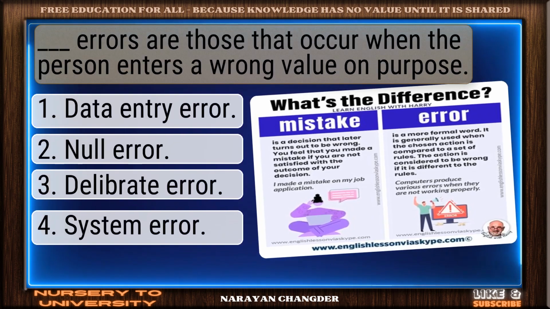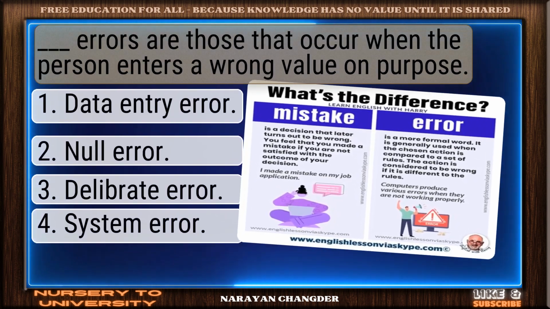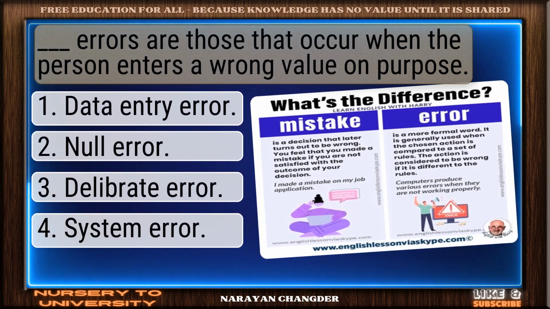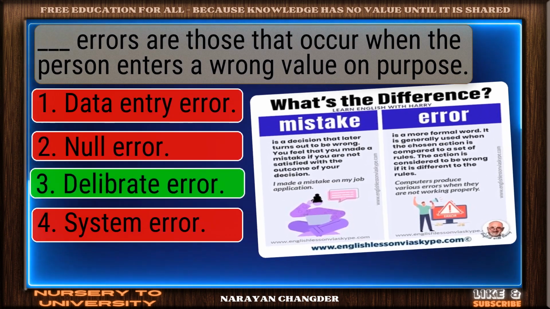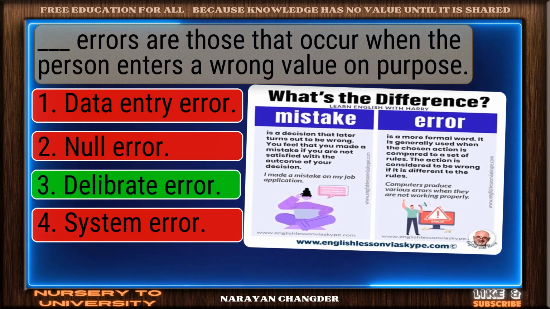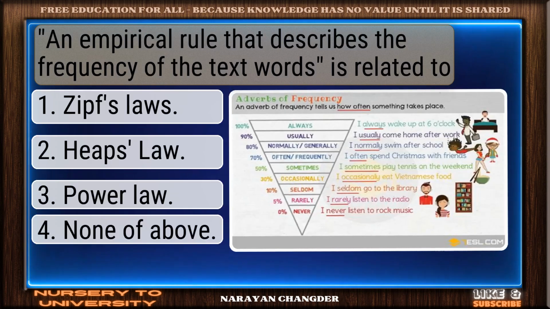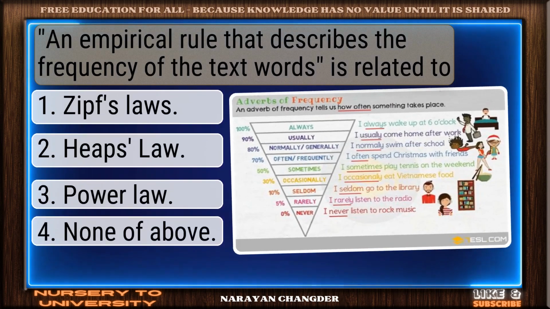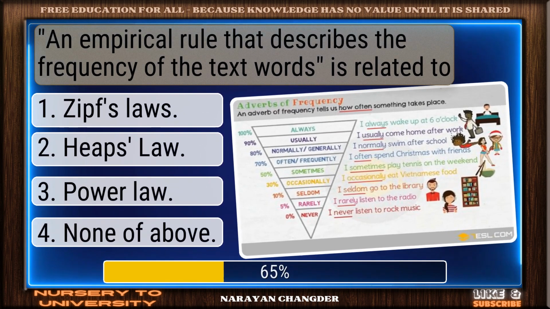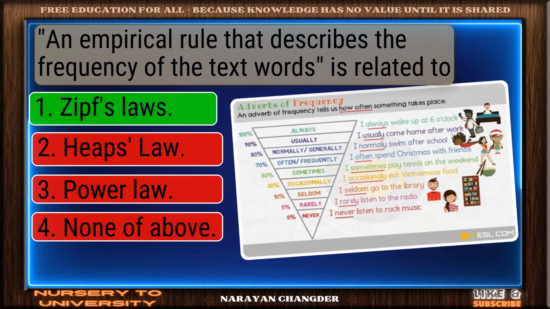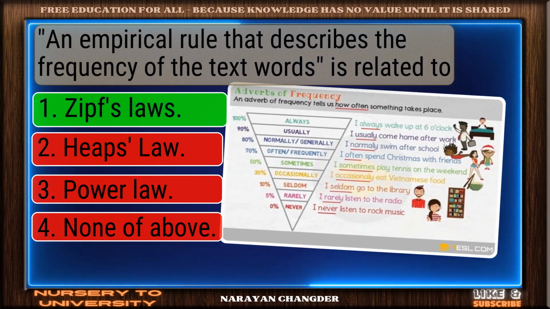Dash errors are those that occur when the person enters a wrong value on purpose. Great thinking. Deliberate error is the right choice. An empirical rule that describes the frequency of the text words is related to. You're right. Zipf's law is the correct answer.